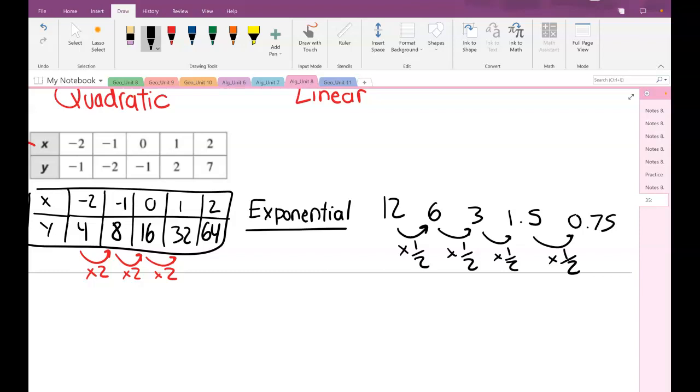Linear. Yep. Two or more y's that are the same, then would be a quadratic. Yep, that's a good way to put it.